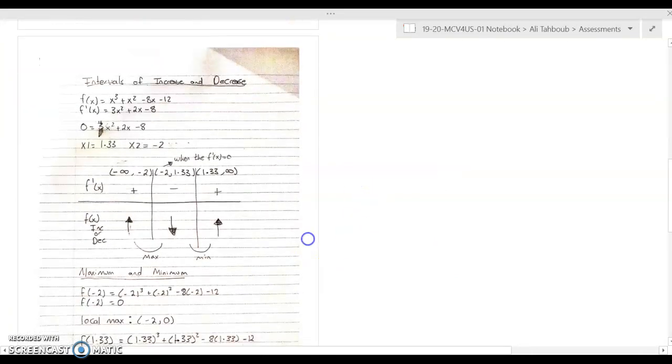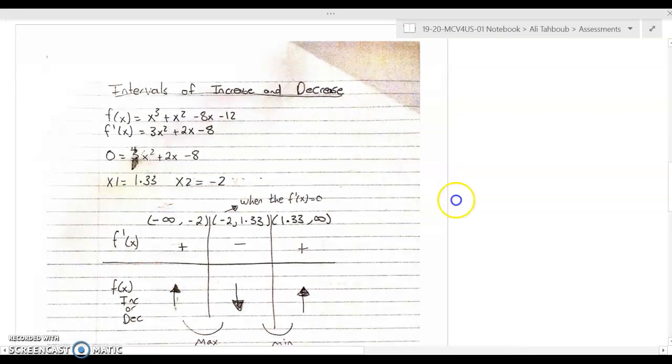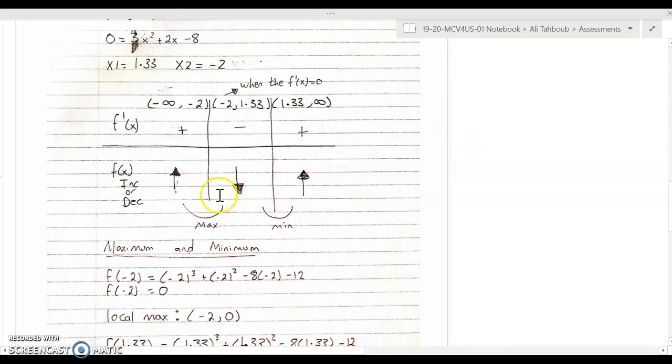Now, after doing the interval graph, it's actually really easy to find the max and min, since we know that -2 is where the graph basically shifts from increasing to decreasing. When a graph shifts from increasing to decreasing, we know that that's a local max, and when a graph shifts from decreasing back to increasing, we know that that's a local min. And you can basically imagine that in your head. Just picture something going up and then going back down, that creates a max, and then picture something going down and then goes back up, that creates a min.